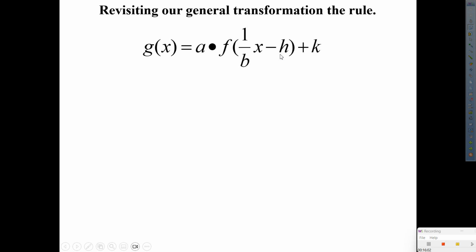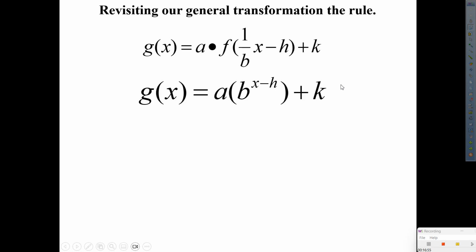How about h? H moves it in which direction? Caesar? Left or right, that is correct. A stretches it or compresses it vertically. B stretches it and compresses it horizontally. Now let me show you the new rule. Look up. Copy that one, please. g of x equals a times b to the power of x minus h, plus k.